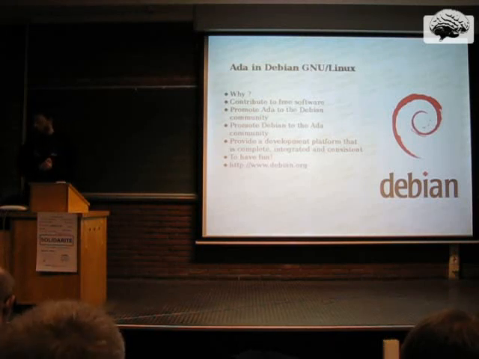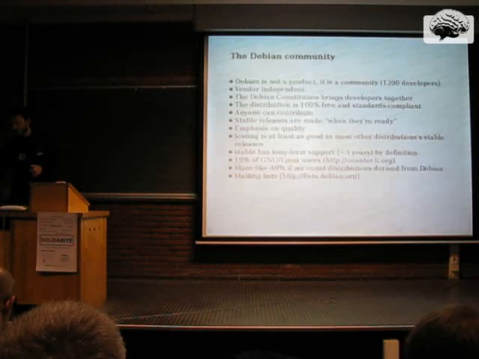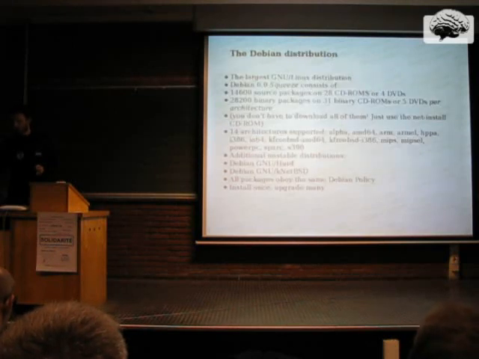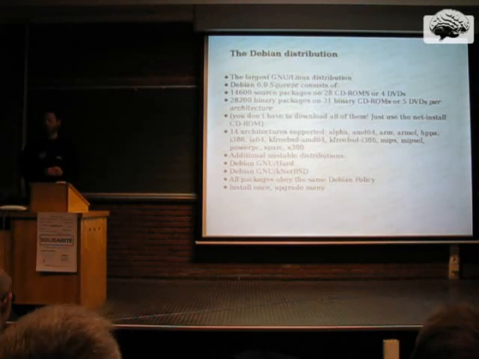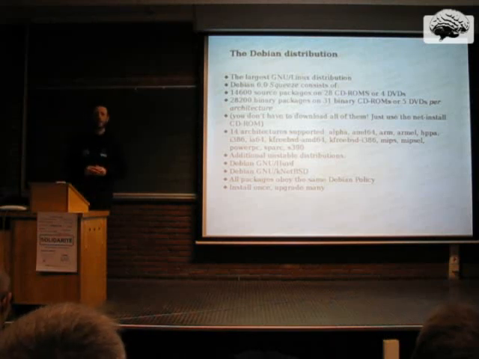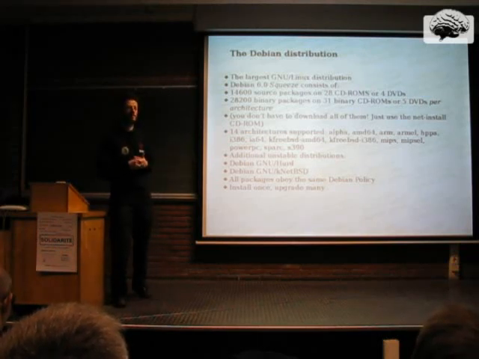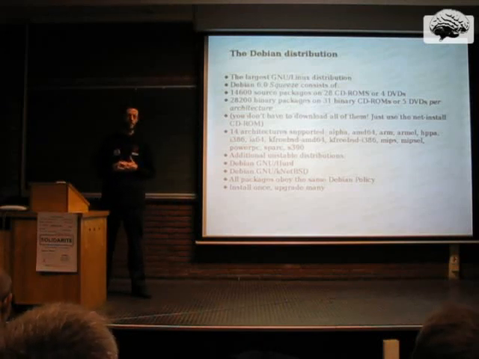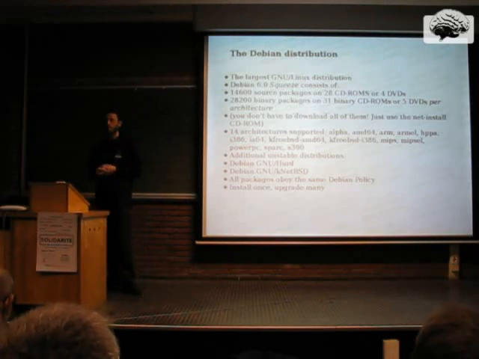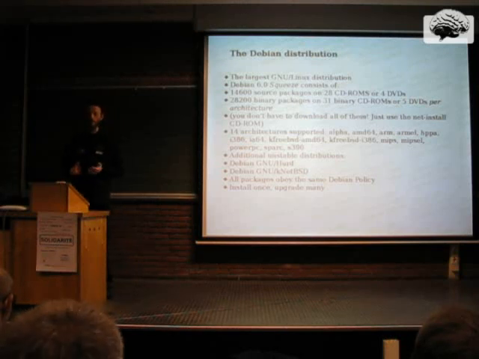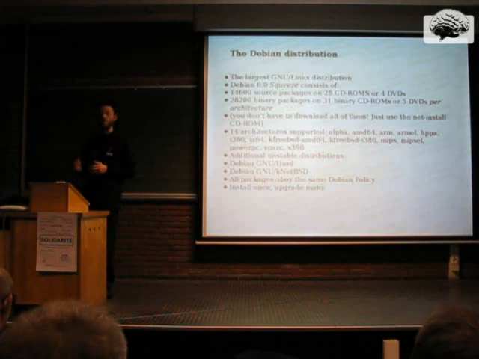I'll just skip over this one and the next few ones because the dev community is something you either all know about or you don't care. Suppose this is how the Debian distribution works. The one interesting point on this slide is the 14 architectures supported. And this is especially important as regards Ada because there is no other binary distribution that covers all these architectures. In fact, Debian was the first distribution ever to provide support for MIPS or for FreeBSD to Ada.